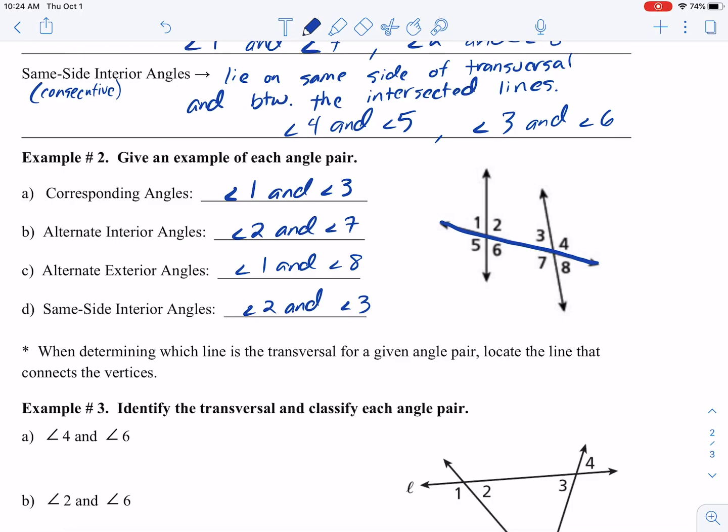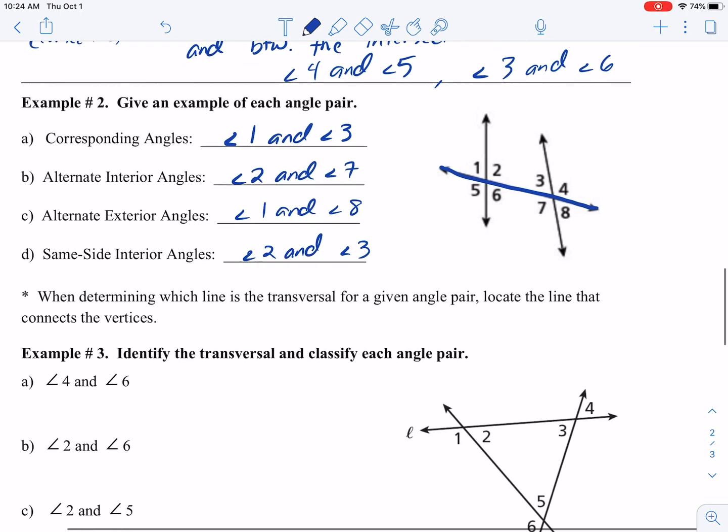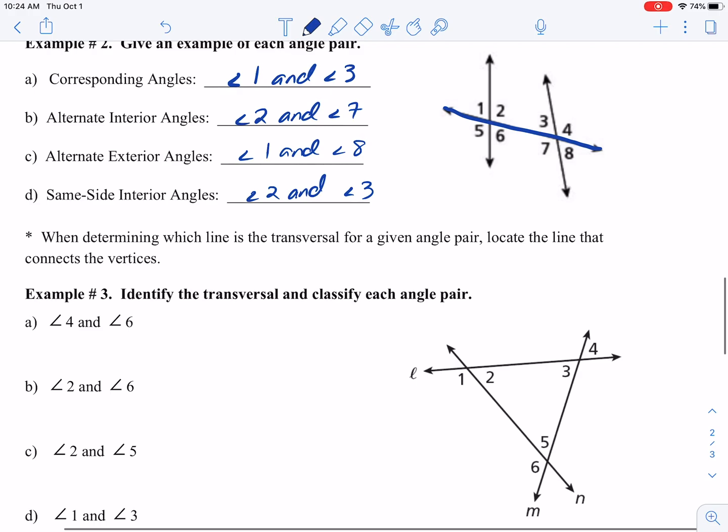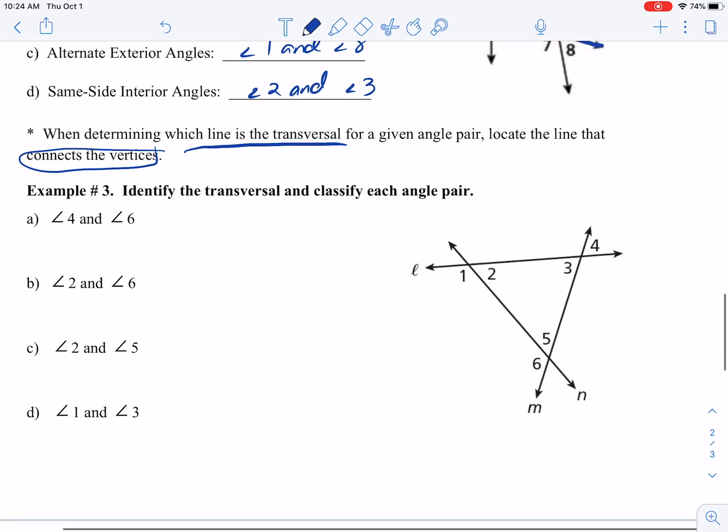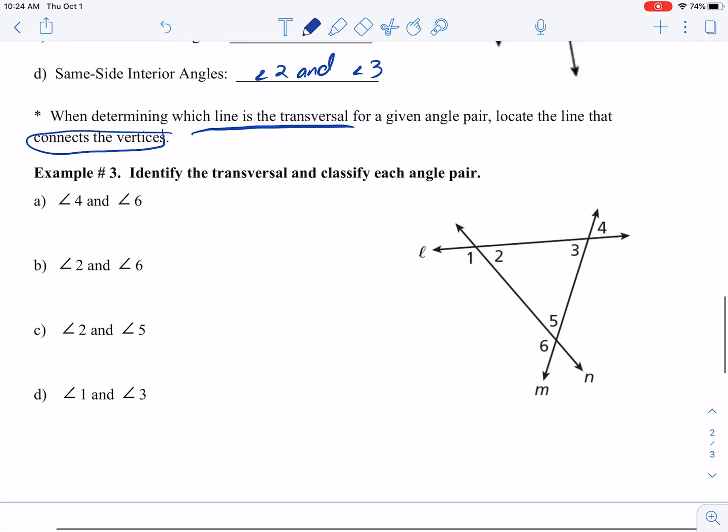Okay. And then what I want to finish up with would be you identifying transversals from a given angle pair. So what we want to do is we want to locate the line that's intersecting at the vertices for those angles. So if we want to identify that there's clearly 3 lines here, all 3 of these lines could be transversals, but we want to know the transversal that's forming an angle pair with 4 and 6. Okay, and it would be the line that contains those 2 points.